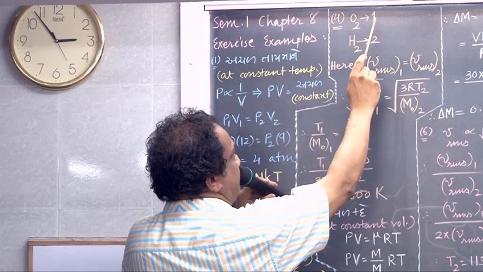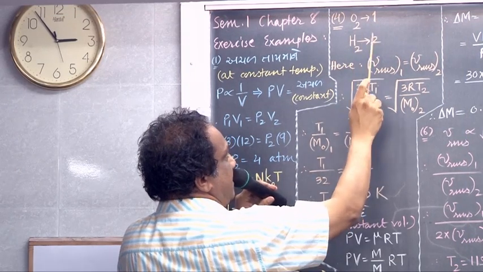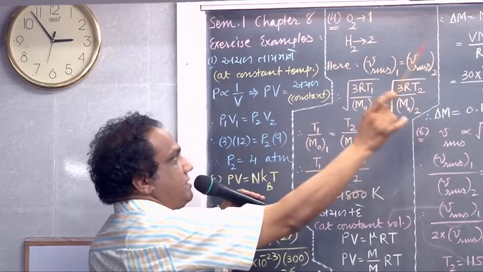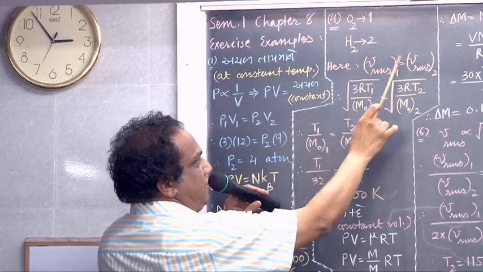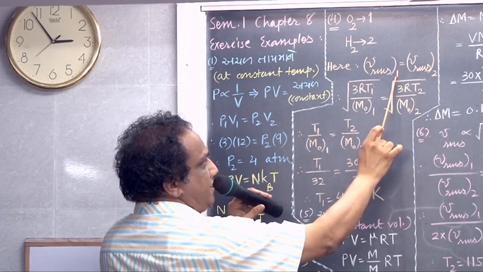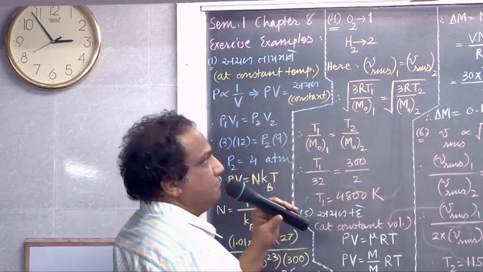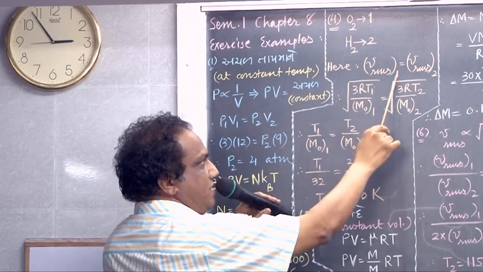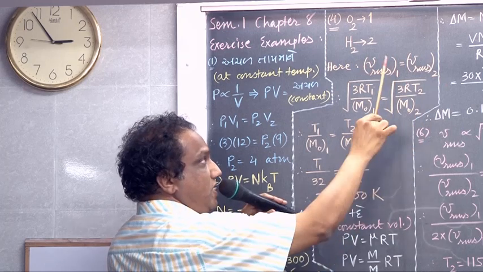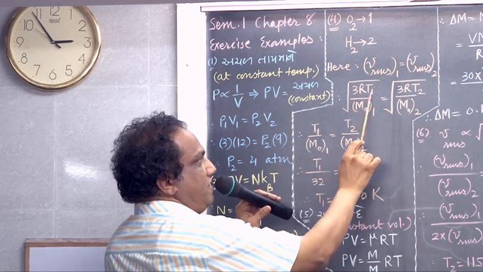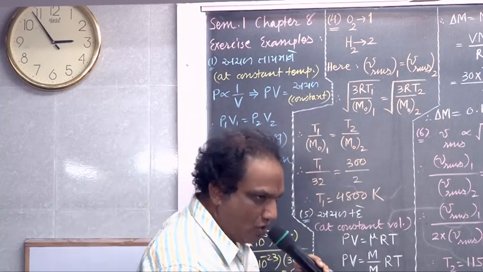Oxygen gas I am taking as gas number 1, hydrogen gas as gas number 2. What have they given? That the RMS velocities of the hydrogen gas molecule and the oxygen gas molecule are equal. What is the VRMS formula? Under root of 3RT upon M0.